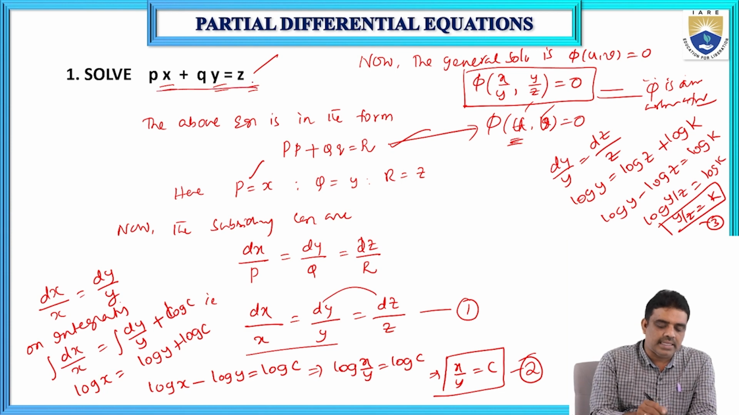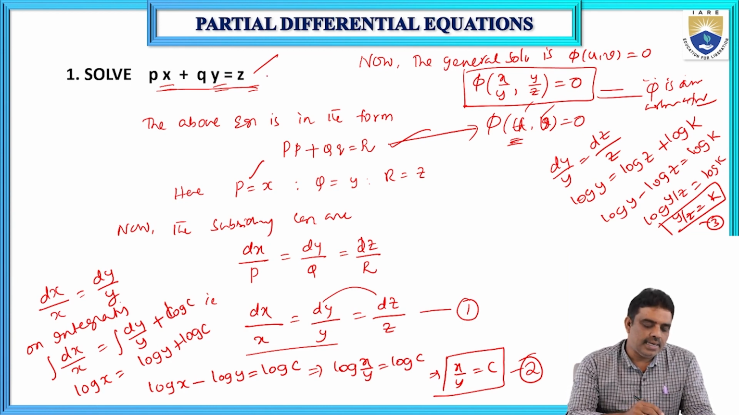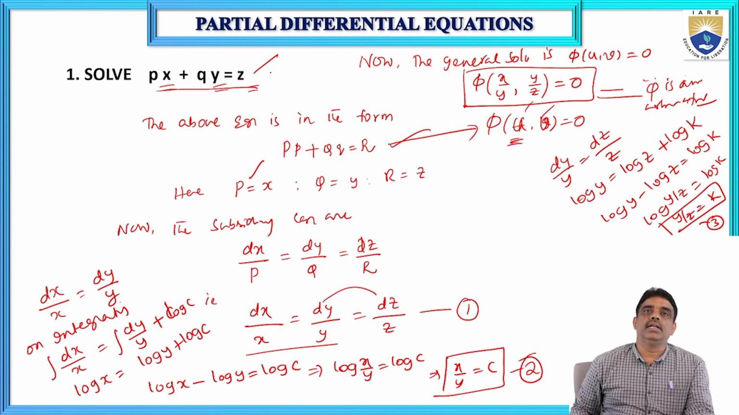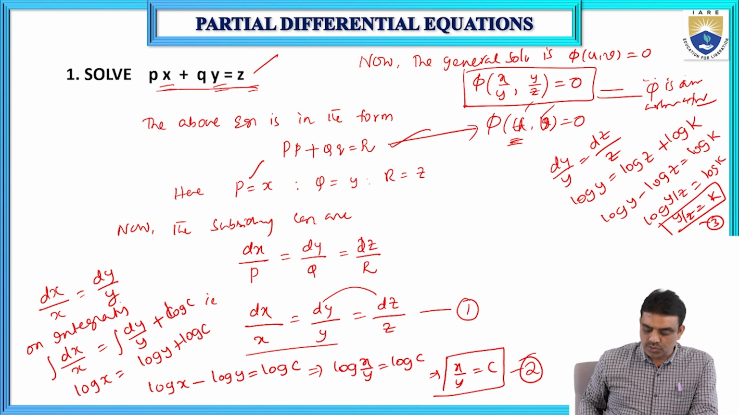So clearly this is in the Lagrange's linear equation form, Pp plus Qq is equal to R, where P is equal to x, Q is equal to y, and R is equal to z. On writing subsidiary equations and on solving, you'll get the required solution.